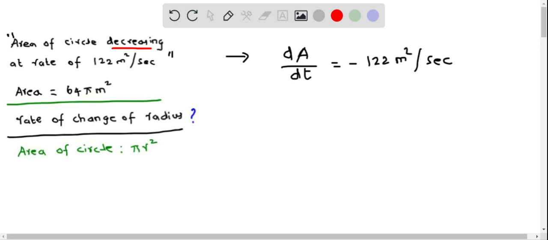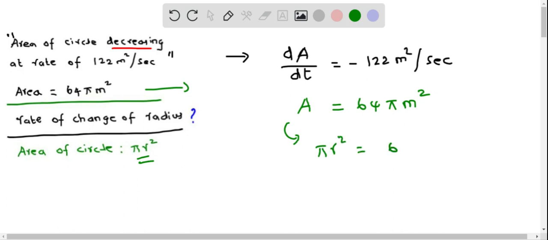Here A represents the area, and the second information is area equal to 64 pi meter square at that instant. So I can write this as area equal to 64 pi meter square. Which means I can find the corresponding radius at that instant by using the area formula of the circle. So I plug in pi r squared for area equal to 64 pi. I can ignore the unit for now.